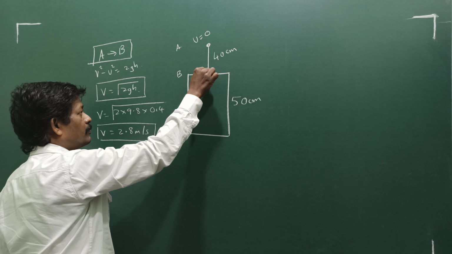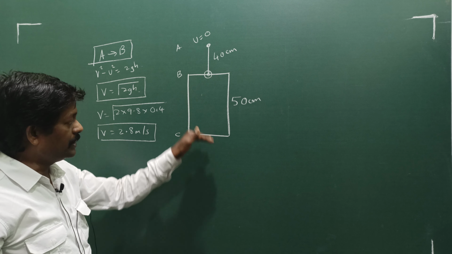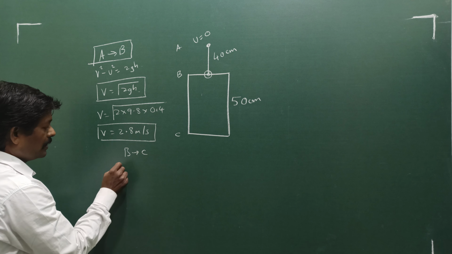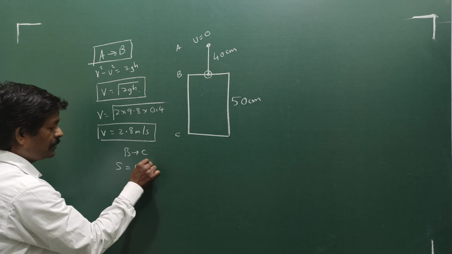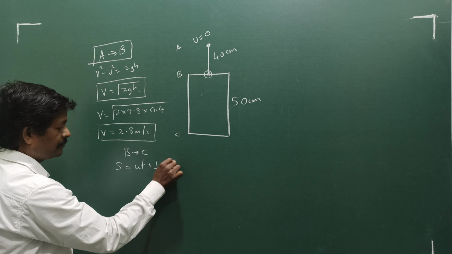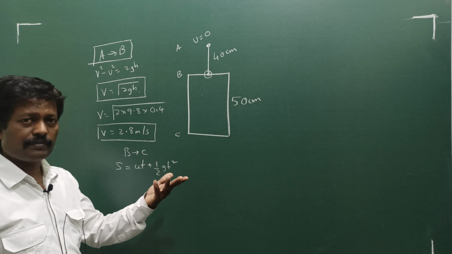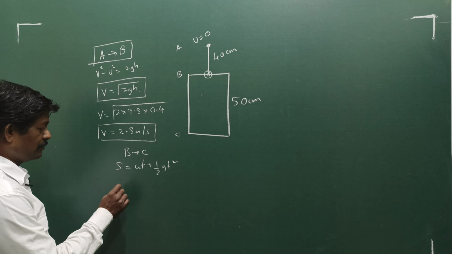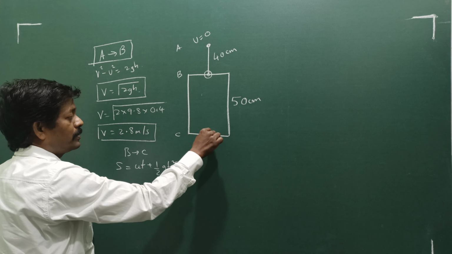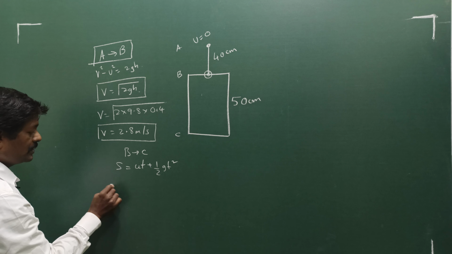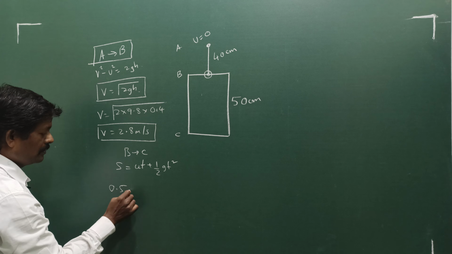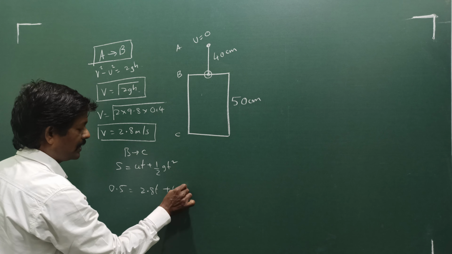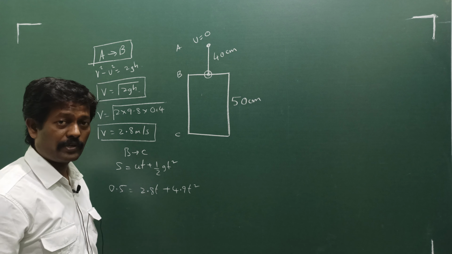Now the final velocity at point B is the initial velocity for the part BC. So now from B to C, I am going to use S equal to ut plus half gt square. I can use any of the equations of motion for constant acceleration, but we require time, so I am using S equal to ut plus half gt square. S is the distance to be covered here, that is the length of the window, that is 0.5 meter, equal to u, which is 2.8 t, plus half g, which is 4.9 t square. Half g means 9.8 by 2.